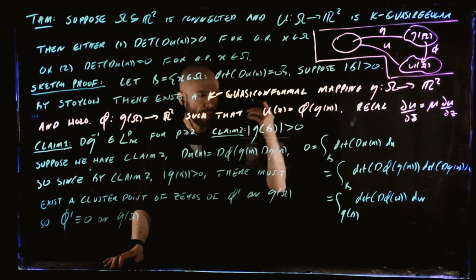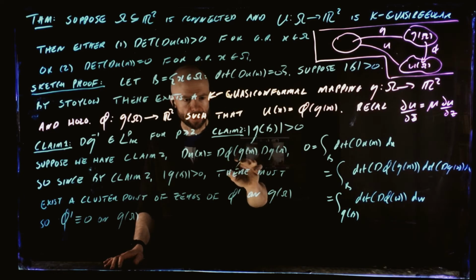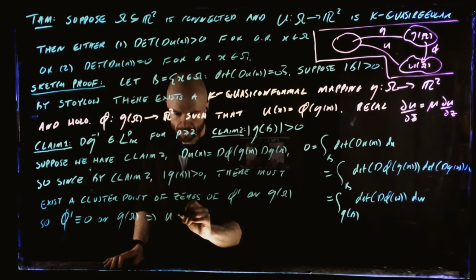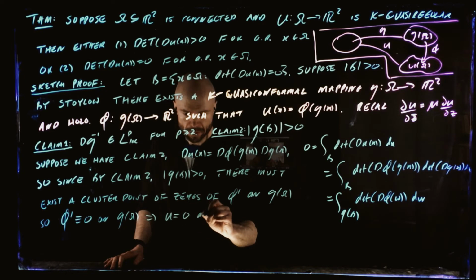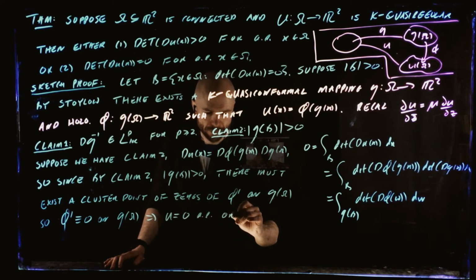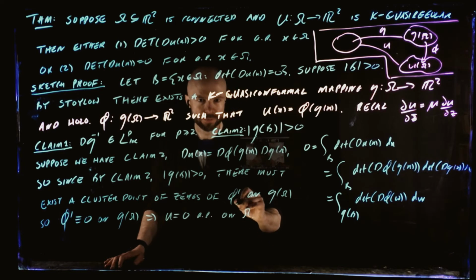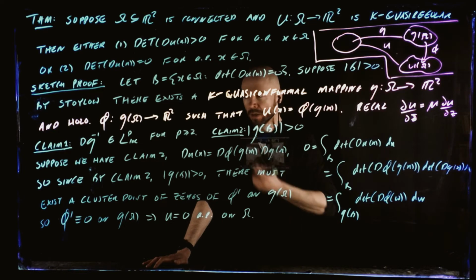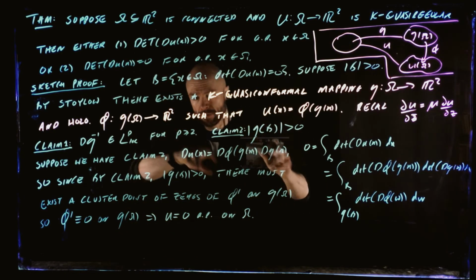But by the chain rule, if phi prime is identically 0 on this thing, then actually u is identically equal to 0 almost everywhere, because this is true almost everywhere. Which implies that u equals 0 almost everywhere on omega. So if we know that this thing has got positive measure, then we are done. Cool. All right, so I claim that claim 2 follows from claim 1.